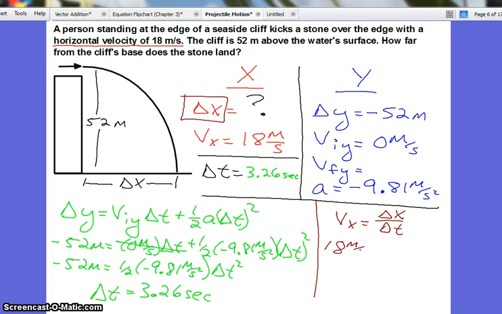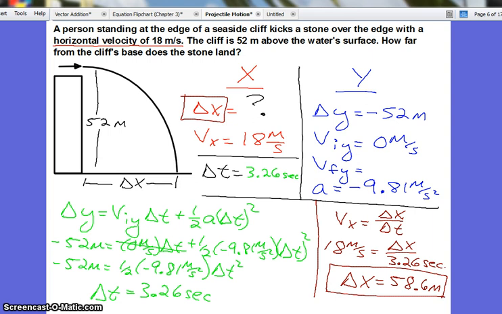vx is 18, and delta t is 3.26, and we solve for delta x by multiplying them together, and we get 58.6 meters. And that is our final answer.